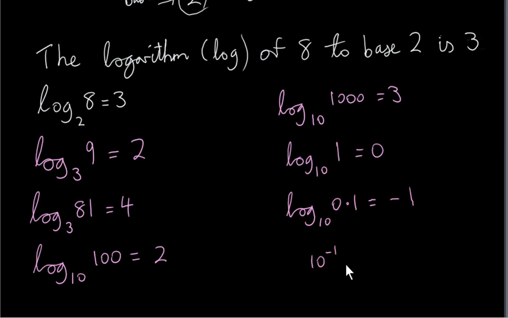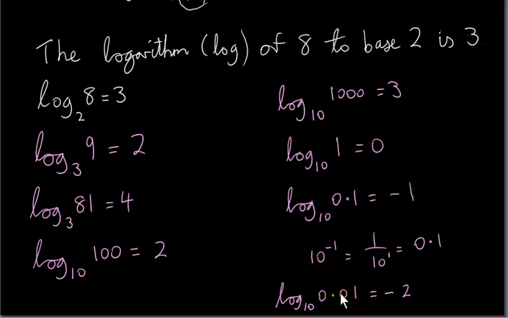10 to the power of minus 1 is 1 divided by 10 to the power of plus 1. 1 over 10, or 1/10, is 0.1. Similarly, log of 0.01 to base 10 is minus 2, because 10 to the power of minus 2 is 1 over 10 squared, or 1 over 100, which is 0.01.